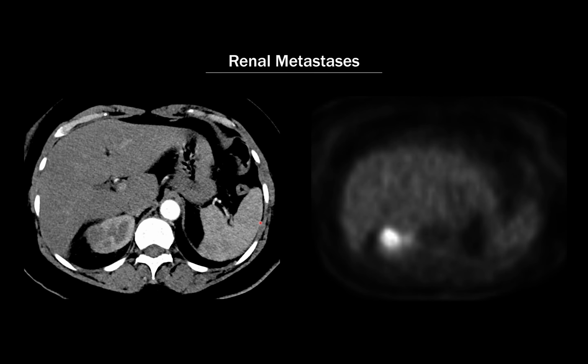And then finally, renal metastases. These are not very common, but they're not rare either. One of the reasons why renal metastases may be overlooked is that on the PET scan, the renal collecting system may be very bright because of excreted FDG. So it's really important to scrutinize the CT to look for cortical lesions.